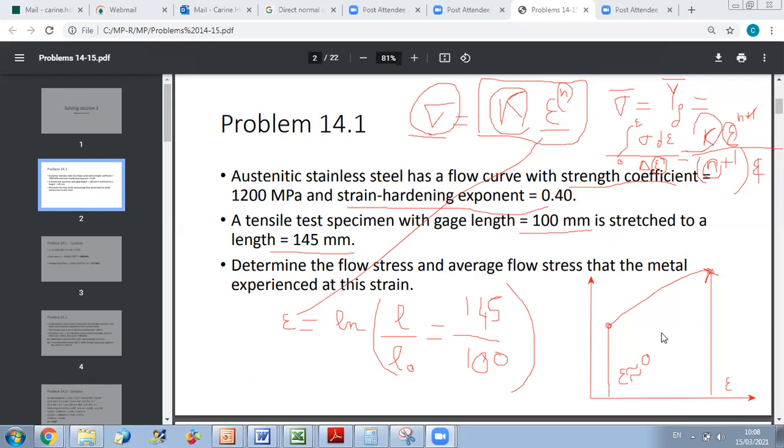It's not exactly zero, but it's very close to zero, because it's small compared to the final epsilon, so we can neglect it.